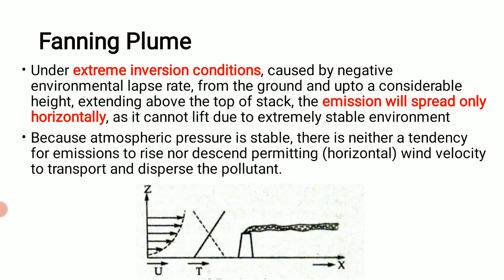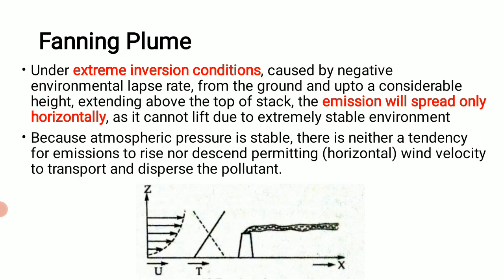Second one is the fanning plume. Fanning plume occurs under extreme inversion condition. Inversion term we have already discussed. The term inversion means it happens when the warm air lies below the cold air, or when temperature increases with height. That is what inversion means. And it is associated with a negative lapse rate condition.